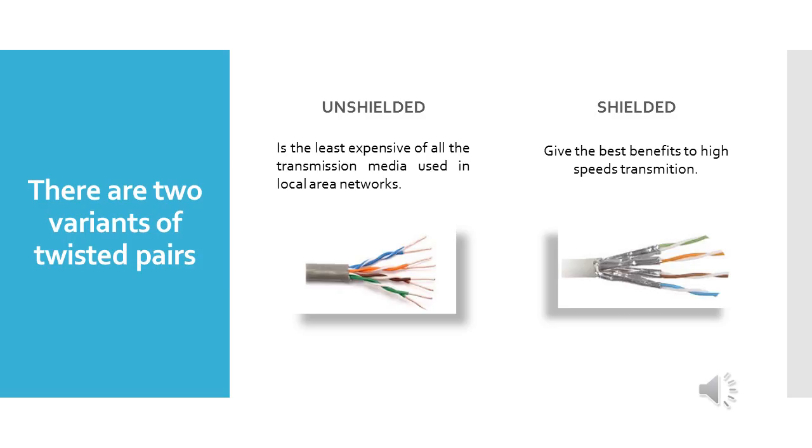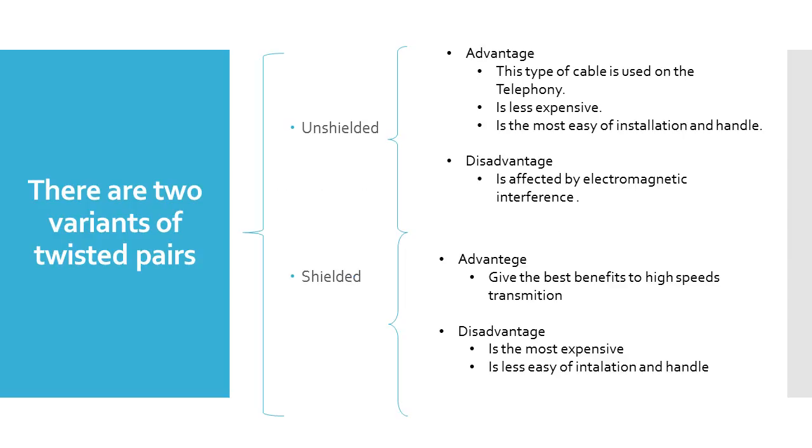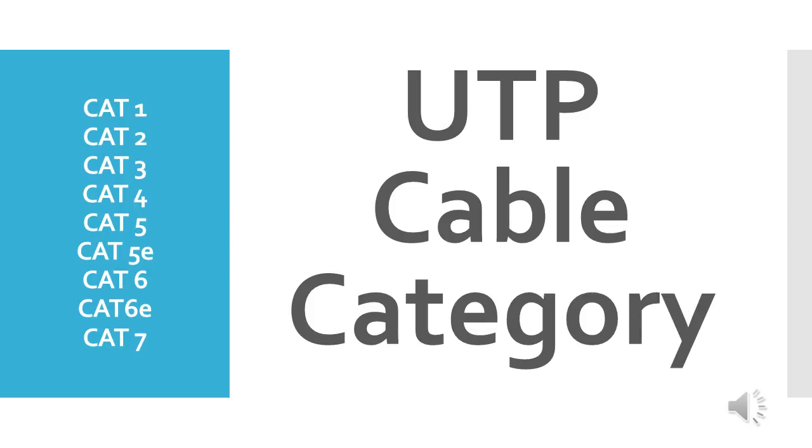There are two variants of twisted pairs. Number one is unshielded. It's the least expensive of all the transmission media used in local area networks. And number two is shielded. It gives the best benefits for high speed transmission. My partners will explain the categories of the UTP cable.